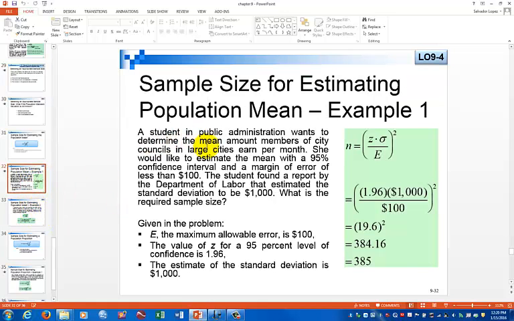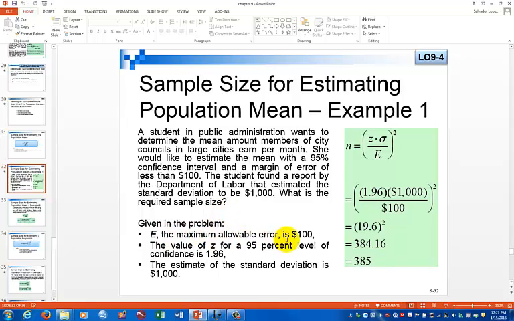For example, a student in public administration wants to determine the mean amount members of city councils in large cities earn per month. She would like to estimate the mean with a 95% confidence interval and a margin of error of less than $100. The student found a report by the Department of Labor that estimated the standard deviation to be $1,000. Notice that the standard deviation needs to be given or estimated. So this is a value provided by previous studies. What is the required sample size?